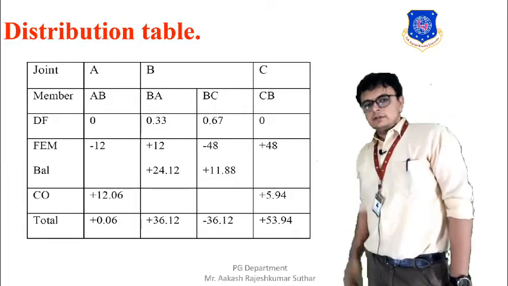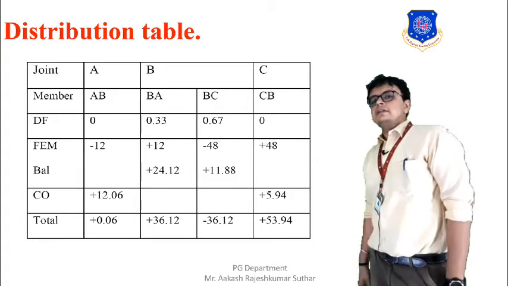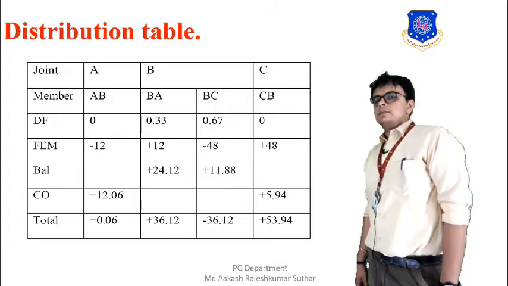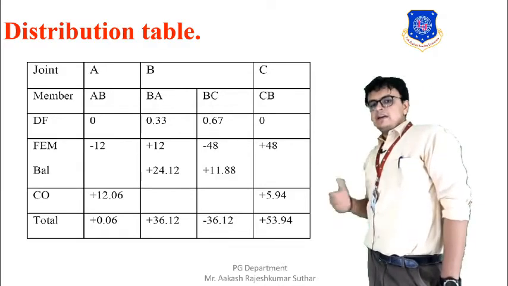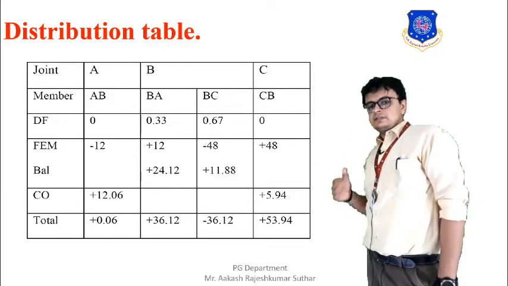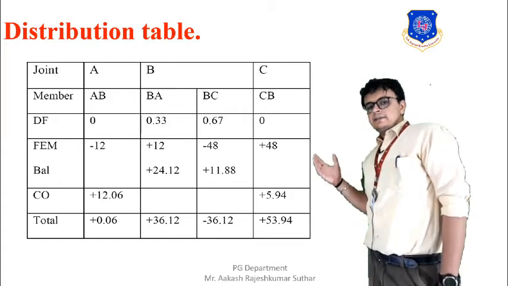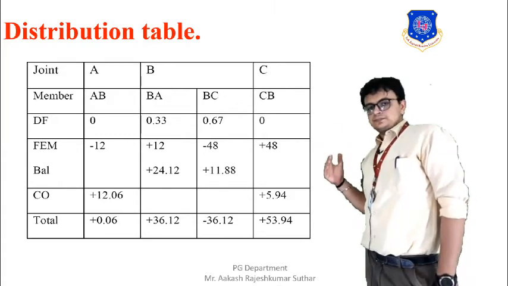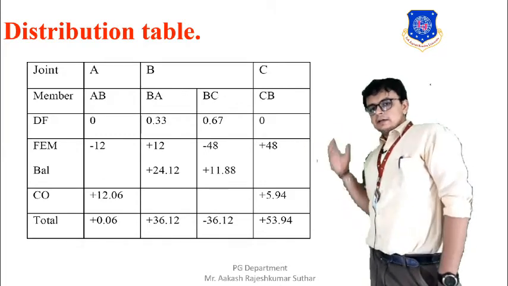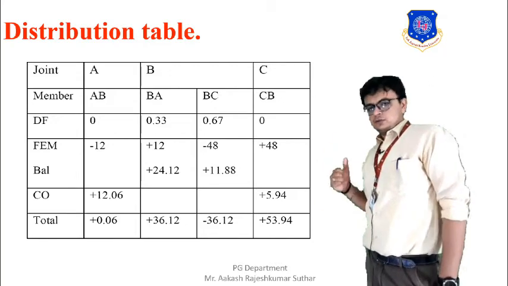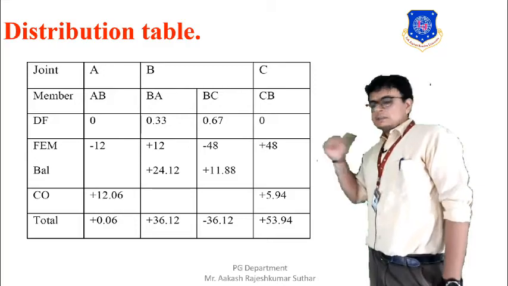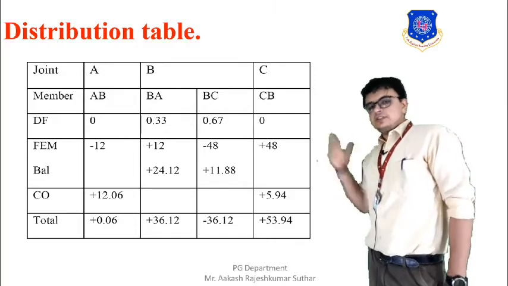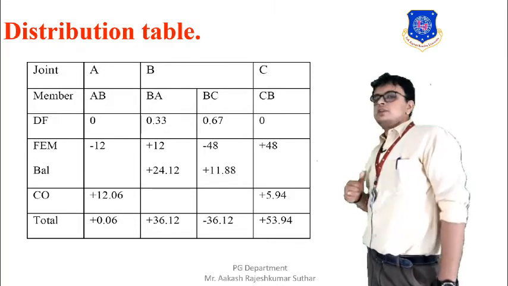Okay, so now it's time for the distribution. We have to distribute this. While making the calculation, that is plus 12 minus 48, we will get minus 36. That we have to multiply with the distribution factor.